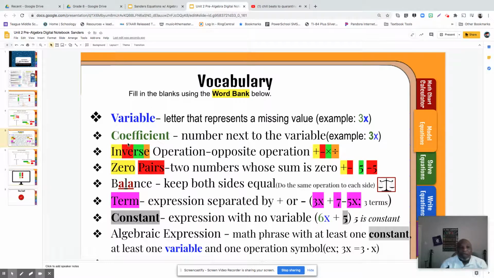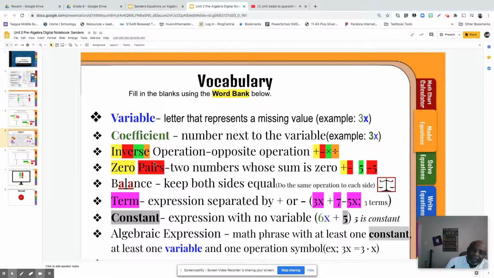All right, coefficient. Coefficient is the number that's next to the variable. So you can see I have a green 3 in front of my x. That's for the word coefficient. So in 3x, the coefficient of this expression is 3. Coefficient just means the number that's directly in front of the letter or attached to it.